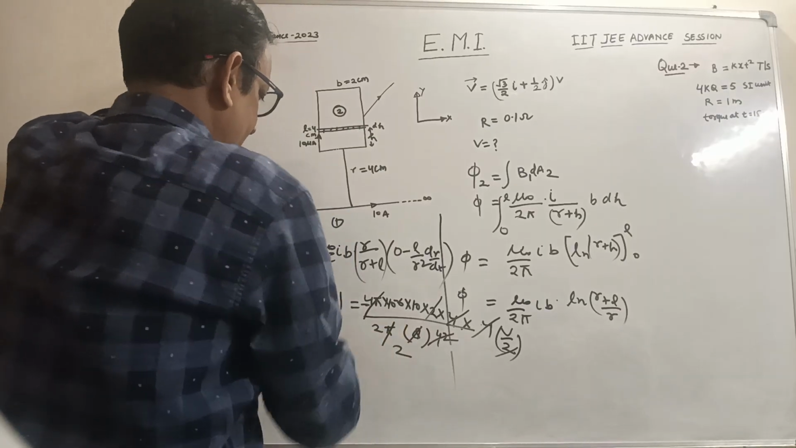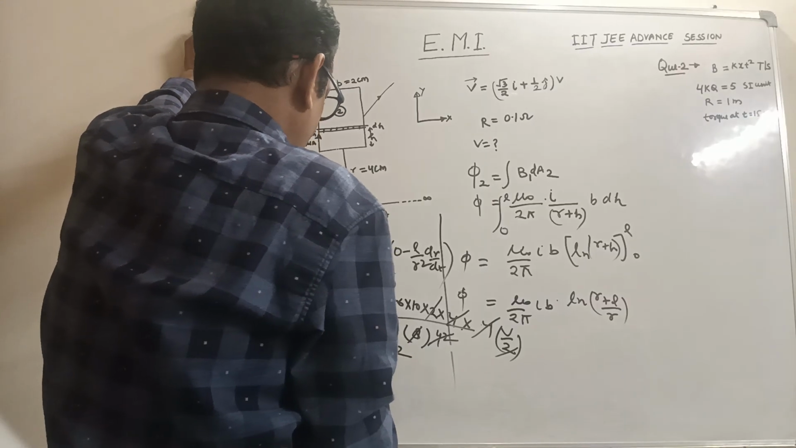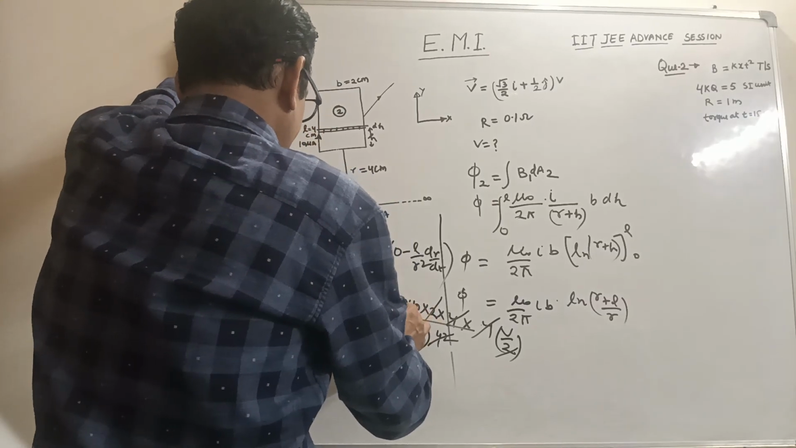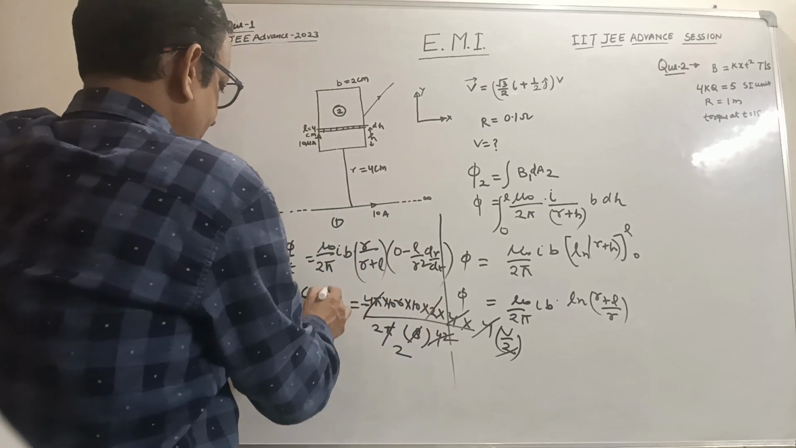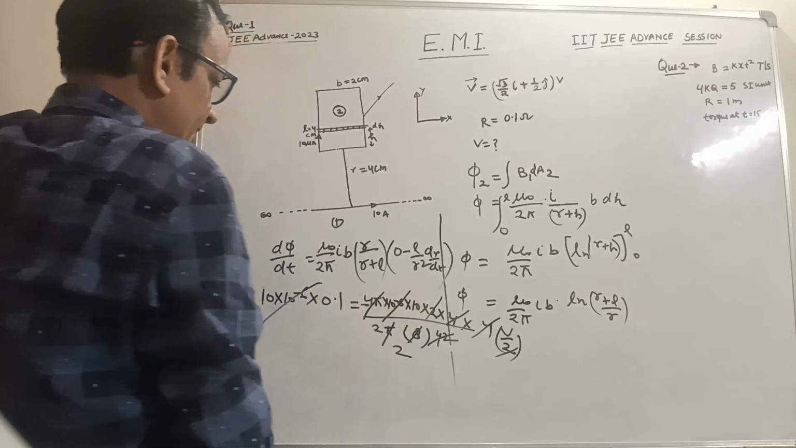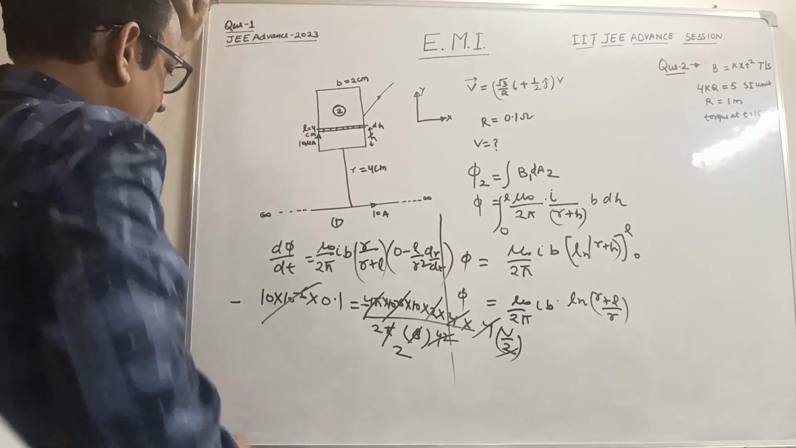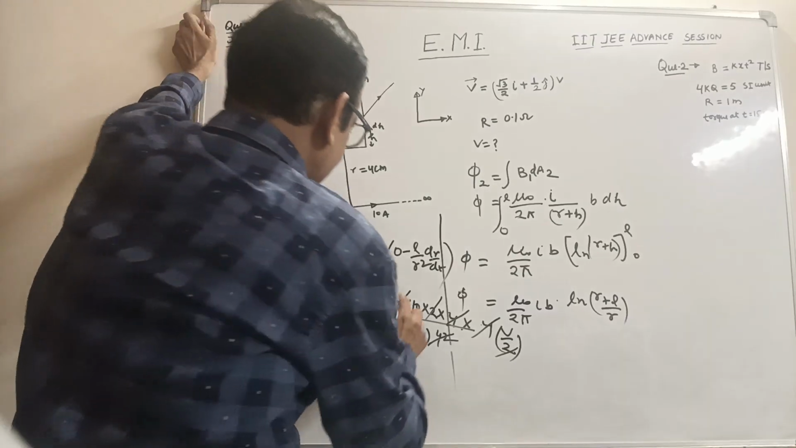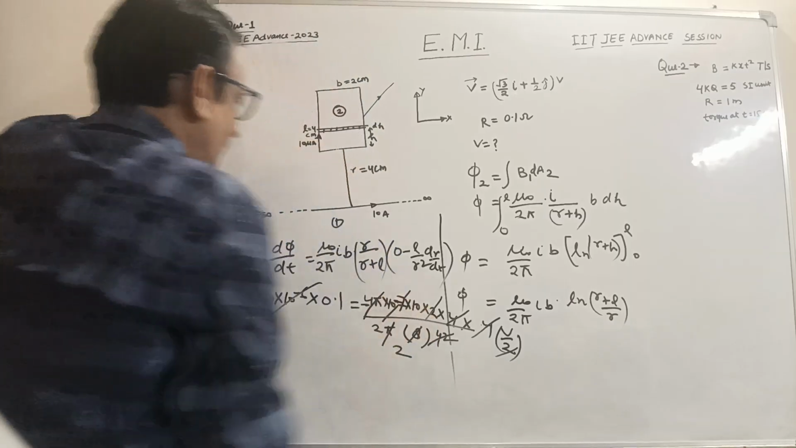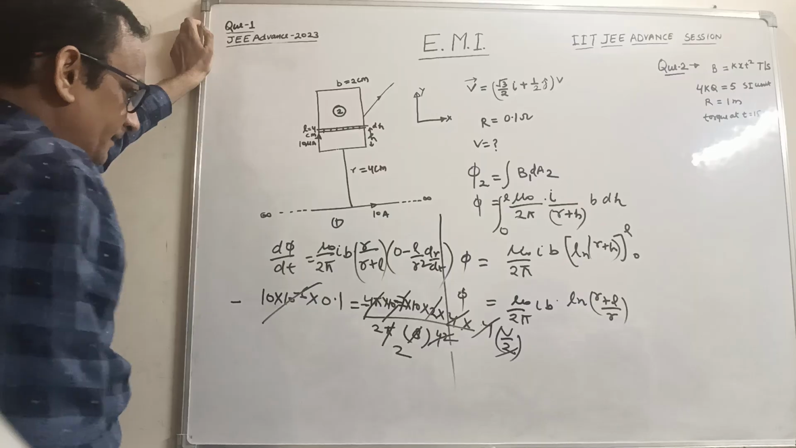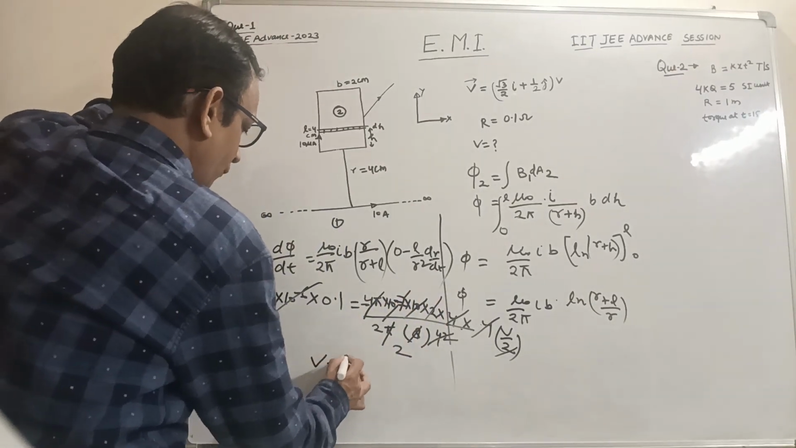Pi and pi cancel, and the powers of 10 cancel, this is 10 raised to power minus 7, 4 pi into 10 raised to power minus 7, so this whole term is cancelled, and V becomes 4 meter per second.